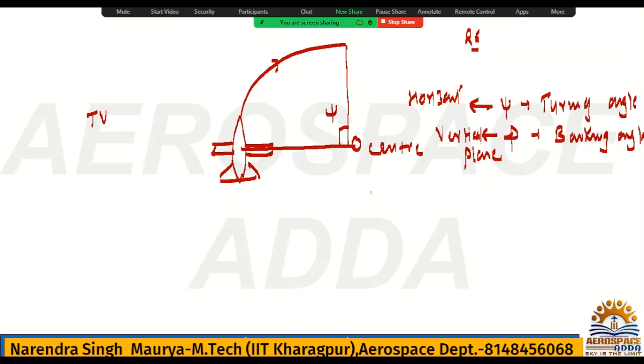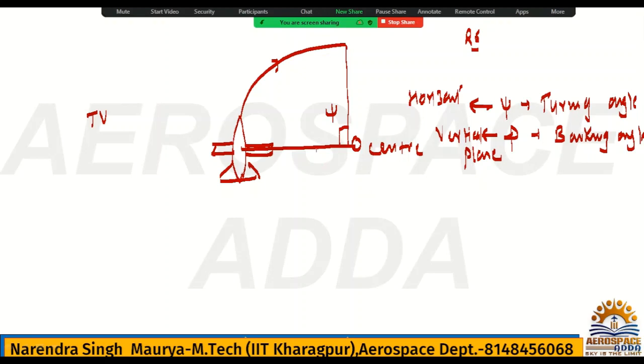Hope you understood. But phi you can see on the vertical plane, it will be made by the vertical plane, and psi will be the turning angle, it will be made by the horizontal plane. I mean on the top view you can see the psi, and phi you can see on the front view. Is that clear to you?